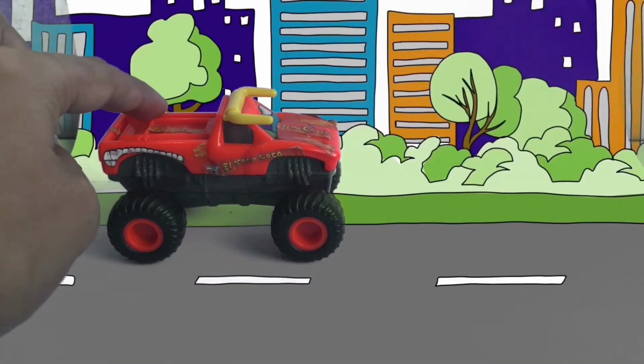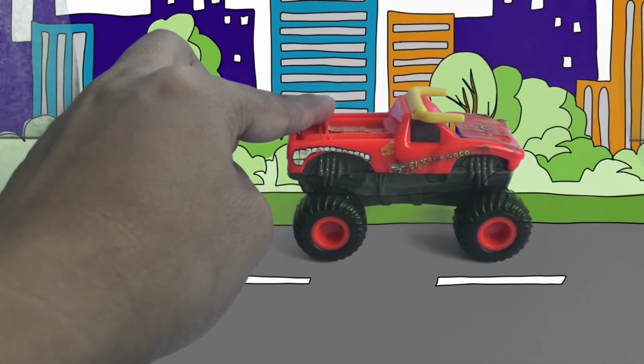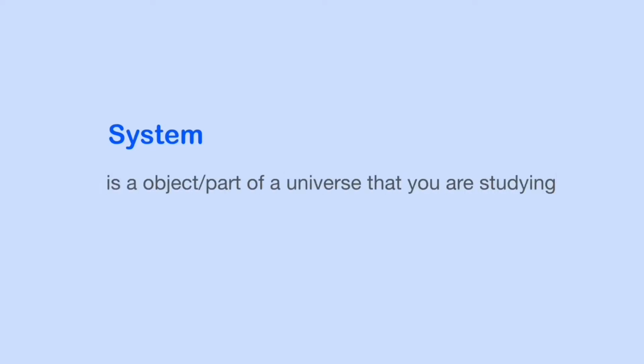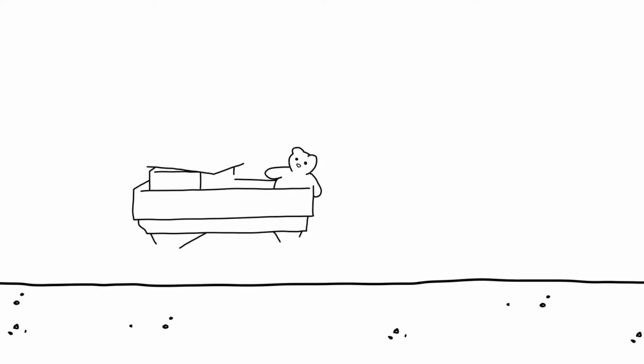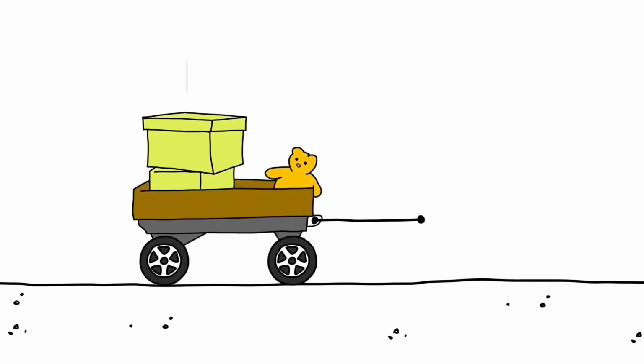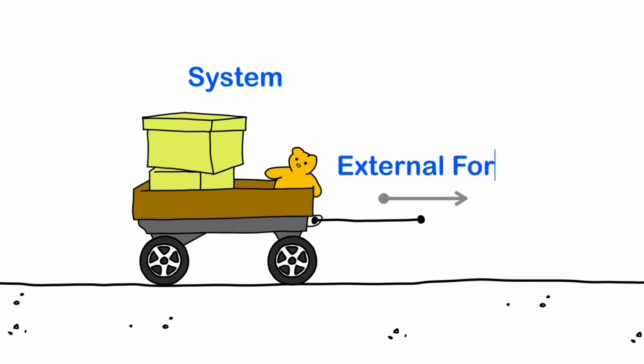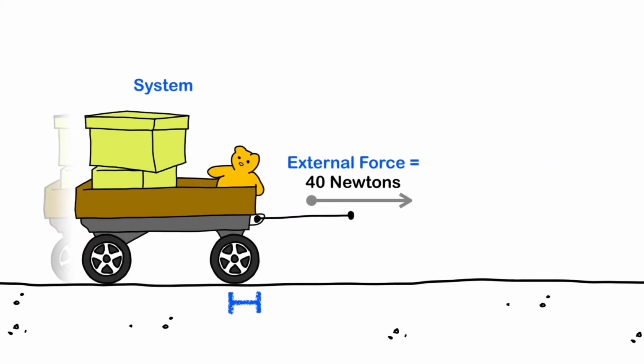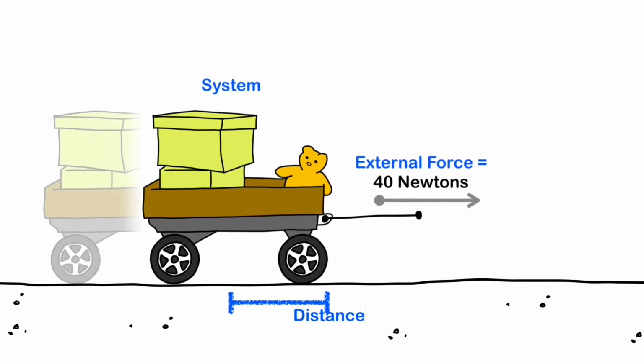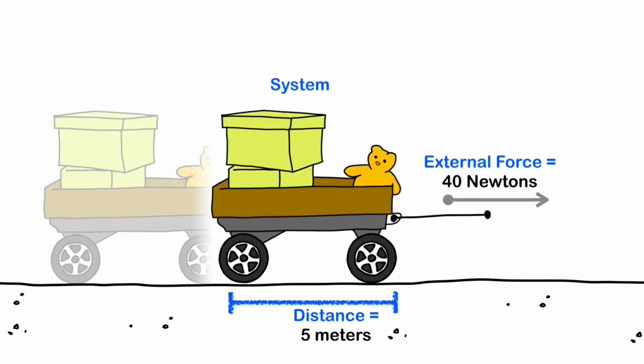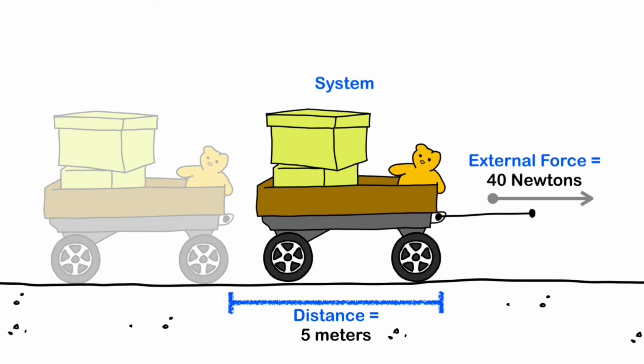For example, this toy truck is moved by the external force, which is the index finger, whereas a system is an object or part of the universe that you are studying. For example, if you are using a rope to pull a toy cart across the floor, the toy cart is what we call a system, and the force that you are using to pull the toy cart is an external force. Let's say that the toy cart has been pulled with an external force of 40 newtons and has been moved across the floor for 5 meters.